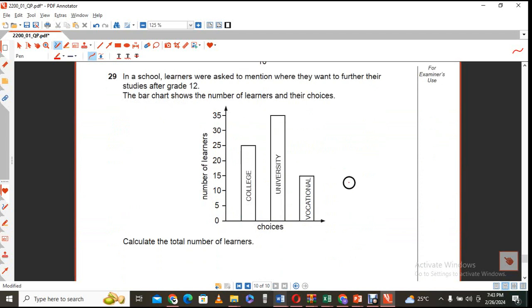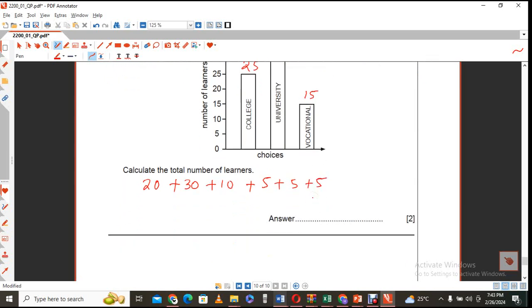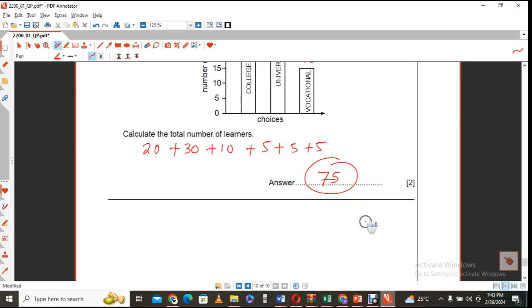Question 29. In a school, learners were asked to mention where they want to further their studies after grade 12. The bar chart shows the number of learners and their choices. As you can see, 25 learners are choosing to go to college, 35 learners are choosing to go to university, and 15 learners are choosing to go to vocational centers. For the total number of learners, first you say 20 plus 30 plus 10, okay? And then you add 5 plus 5 plus 5. It's much easier to do that. So you know that 20 plus 30 is 50, plus 10 is 60, 70. So the answer here is 75. All right, without making a mistake, that is what you should get.